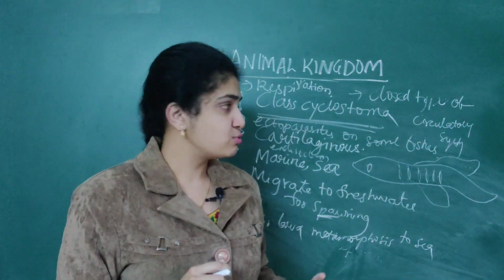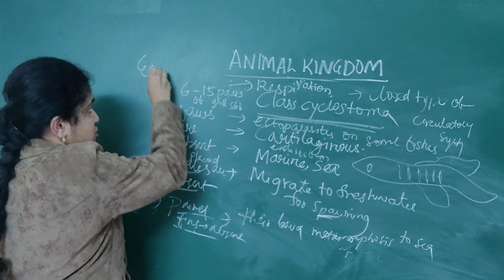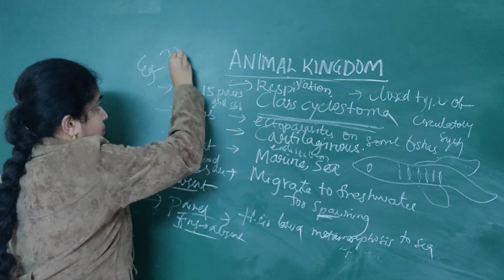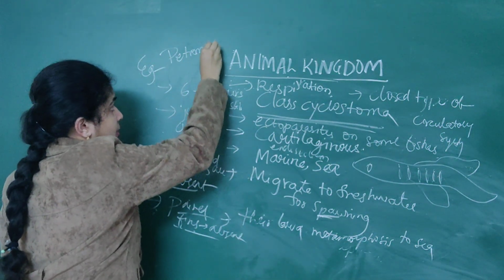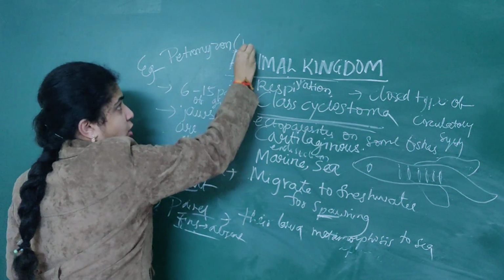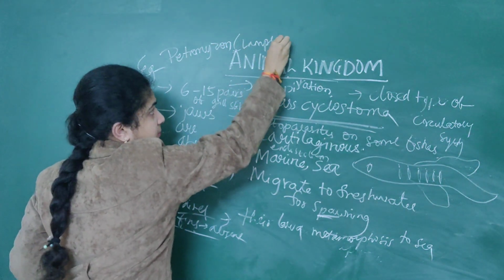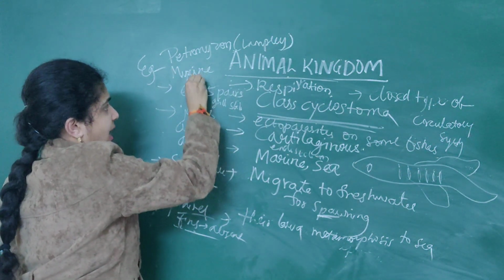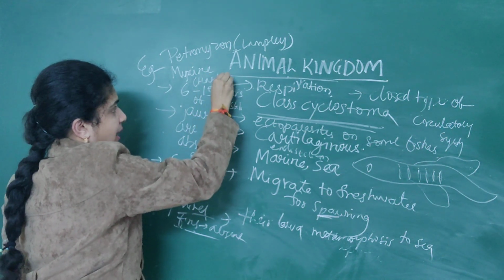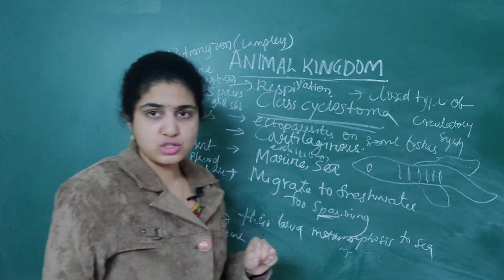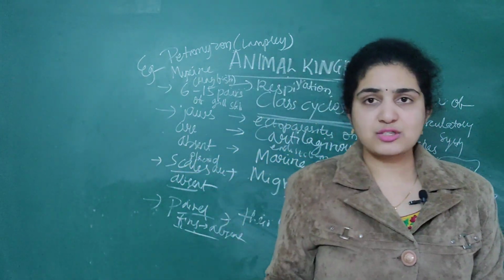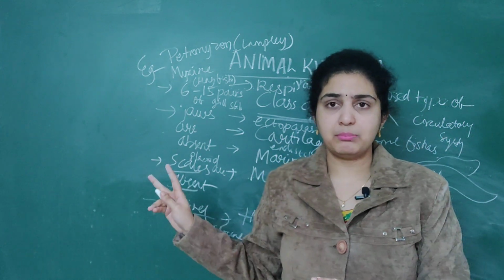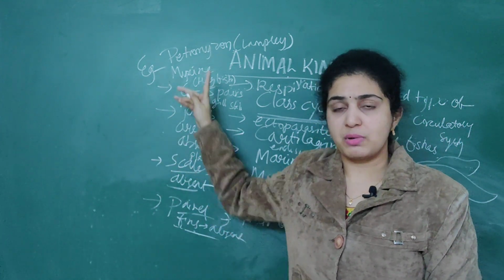Now what are the examples associated with class Cyclostomata? Example is Petromyzon. Petromyzon is also called lamprey. Next, Myxine is hagfish. Petromyzon, that is lamprey, as well as Myxine, that is hagfish. These two are important, and they belong to class Cyclostomata.